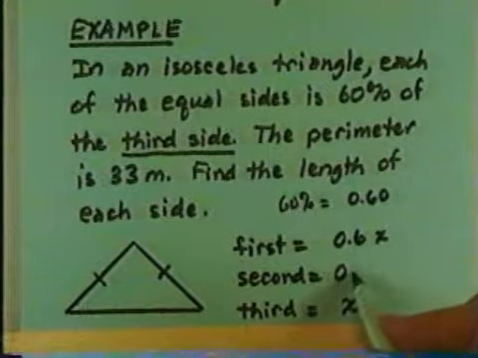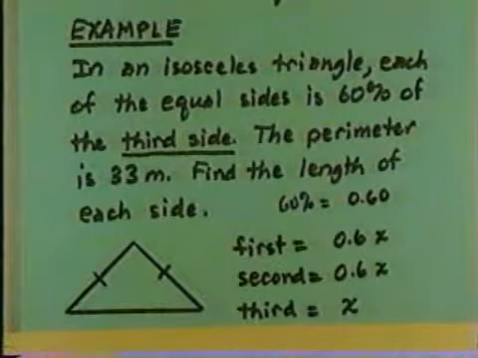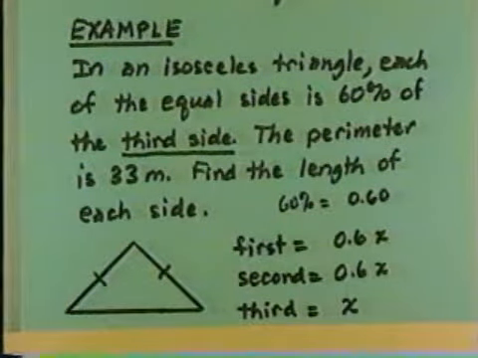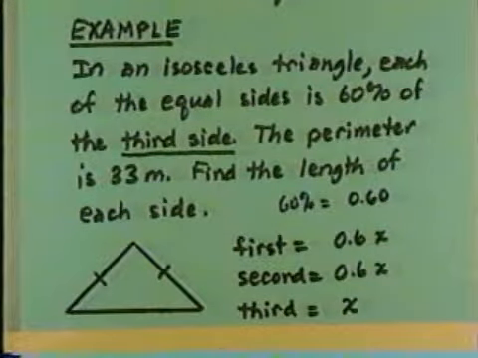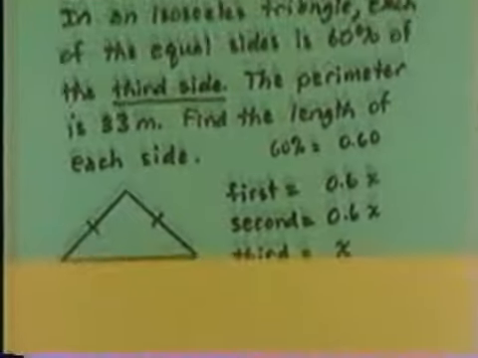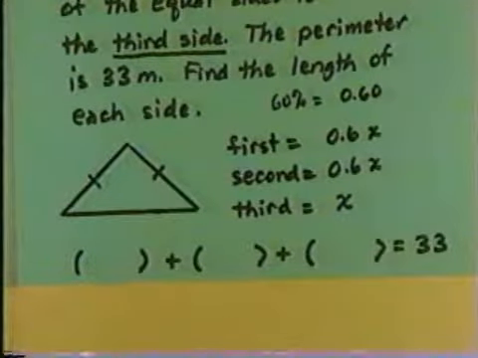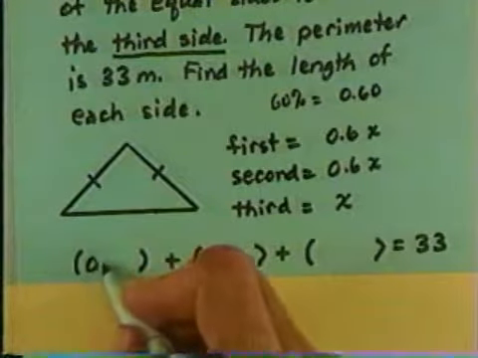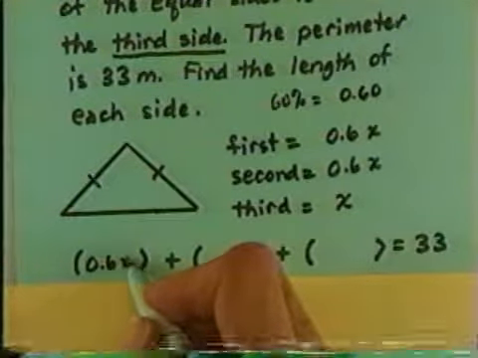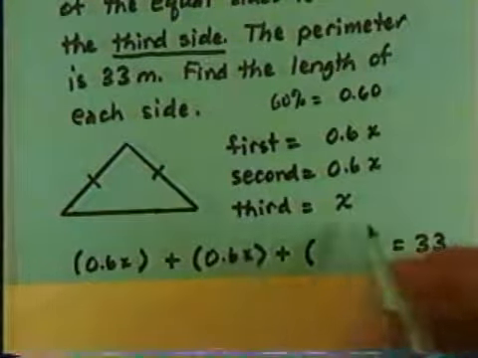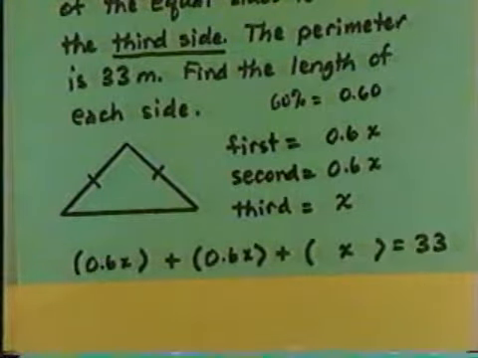The second side is exactly the same thing. Isosceles triangle, the first and second sides are identical. Now the perimeter, we're told, is 33 meters, and so we're ready to add up our three sides and get the 33. So the first one, 6/10 x. The second one, 6/10 x. The third one, simply x.